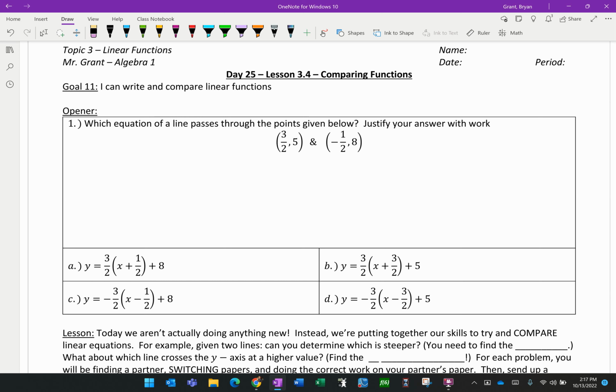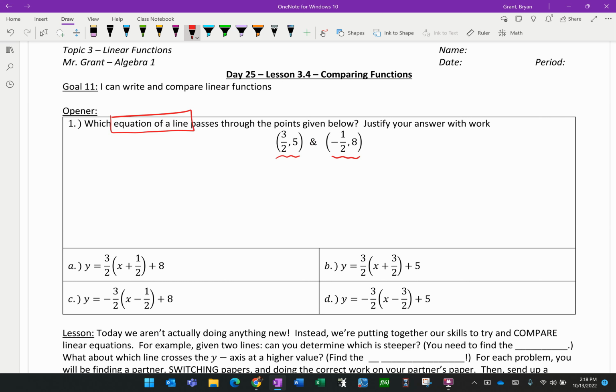The first thing we're going to do is look at an equation of a line that will pass through these 2 points that are given to us. Now, in order to write the equation of a line, we know we need a slope and a point. Let's take a quick peek at the answer choices though, since this is multiple choice, and that might guide you on where you need to go. And then once you have that guidance, you can pause this video and try the opener.